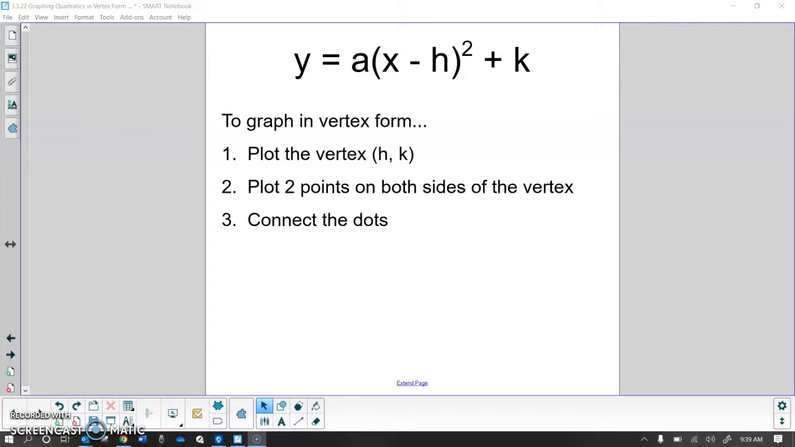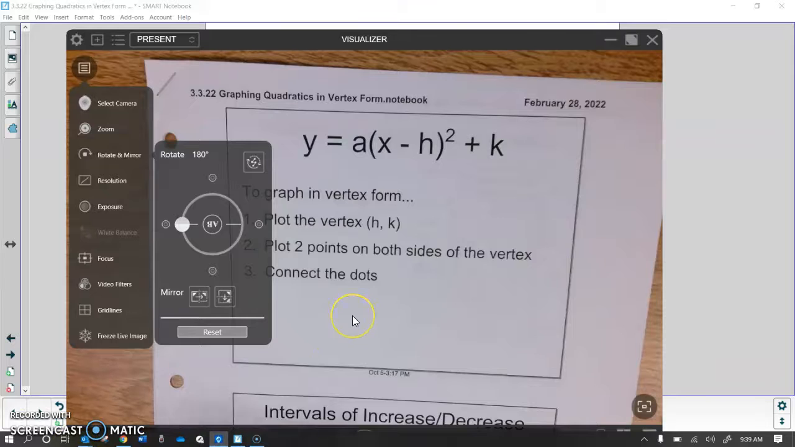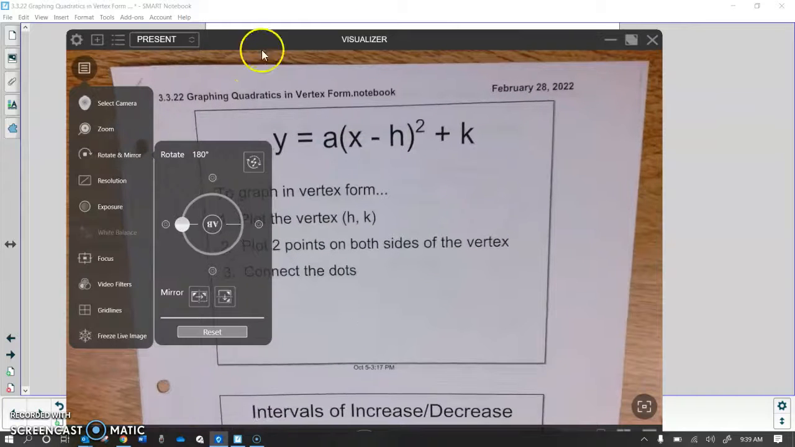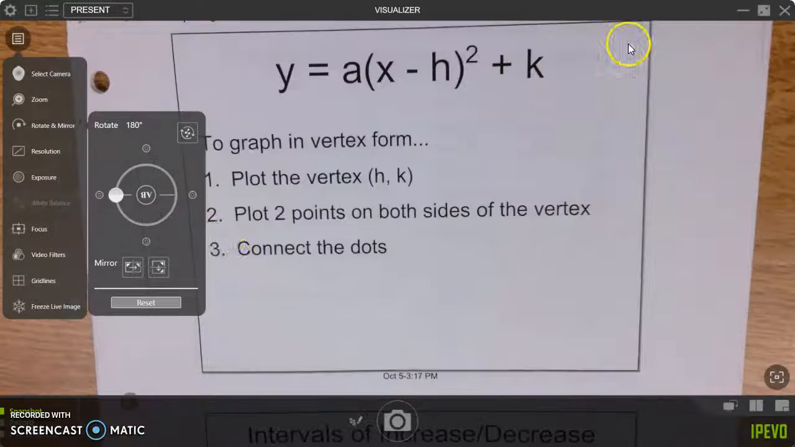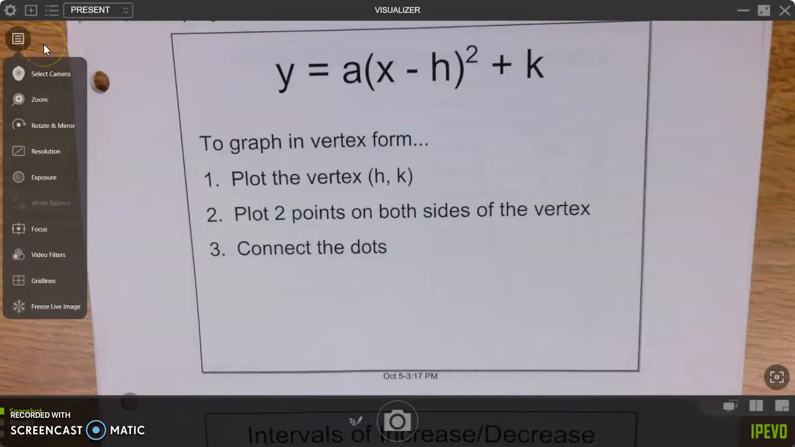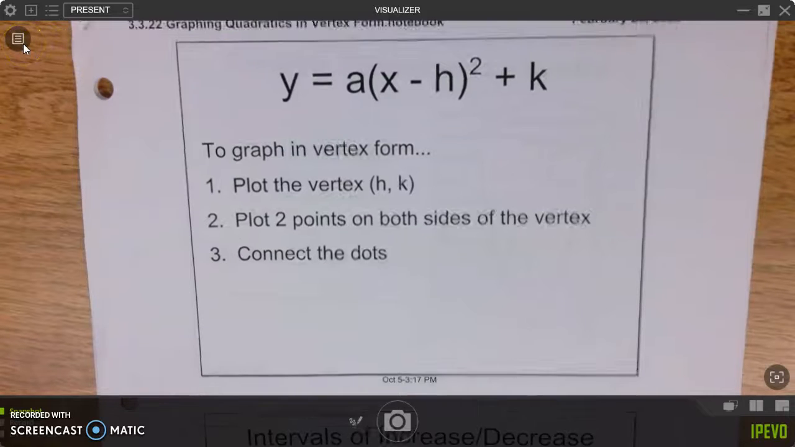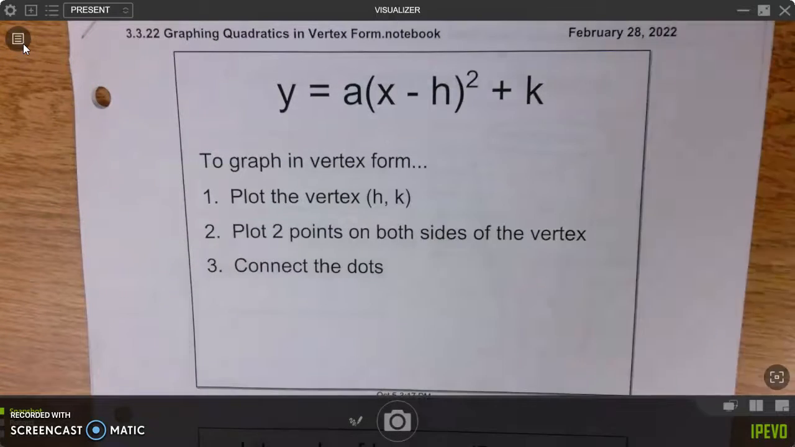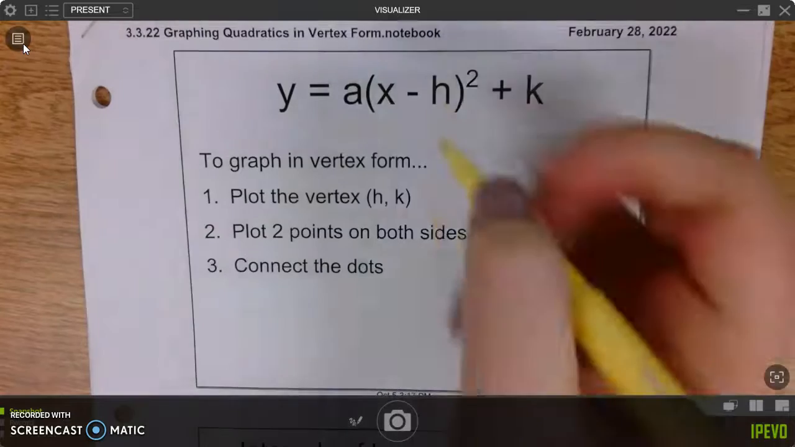Alright guys, today we're looking at graphing quadratics in vertex form. The steps are basically the same. You're going to plot the vertex, but the difference here for vertex form is that your vertex is kind of already given to you nicely if it's in vertex form.